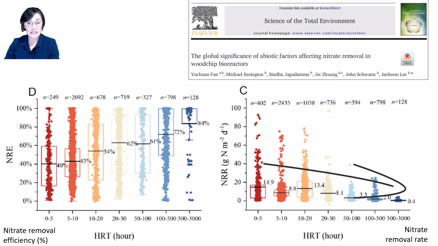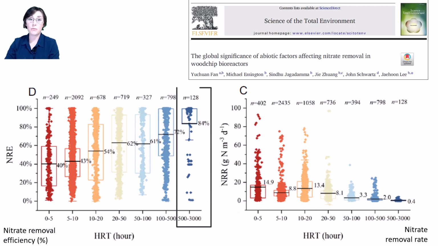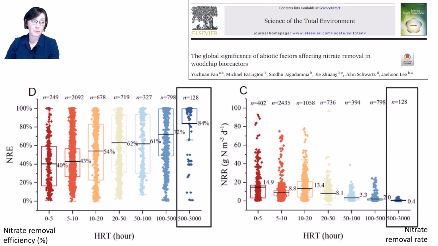There is a relatively consistent trend of decreasing nitrate removal rate with increasing HRT. This makes sense because when the water is just trickling through the bioreactor and the HRT is really long, there's just not a lot of nitrate coming into the bioreactor to be removed. So you could be removing 100%, but your removal rate in terms of grams per cubic meter per day is pretty low.